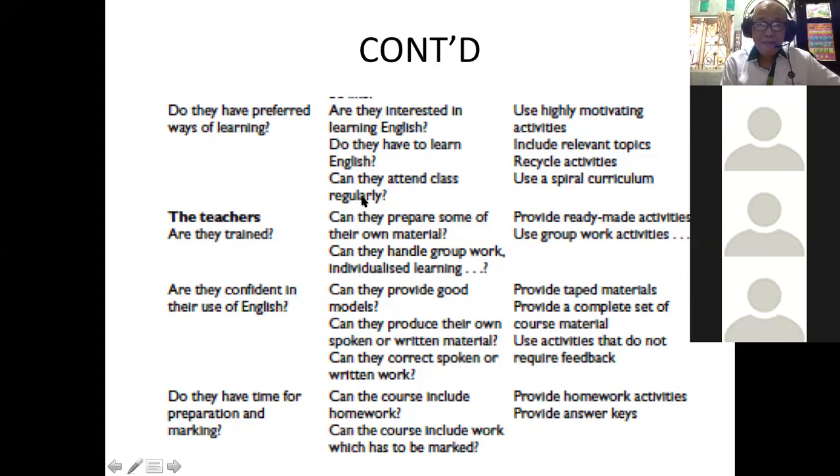Can they prepare some of their own material, or should it be prepared by others? Can they handle group work or individualized learning, and so forth? So the training that they have attended might affect their competence to deal with this type of constraint. Are they confident in their use of English, their English proficiency, or let's say their professional competence, their ability to manipulate the language, and the ability to deal with different ways to deliver English in their classes?